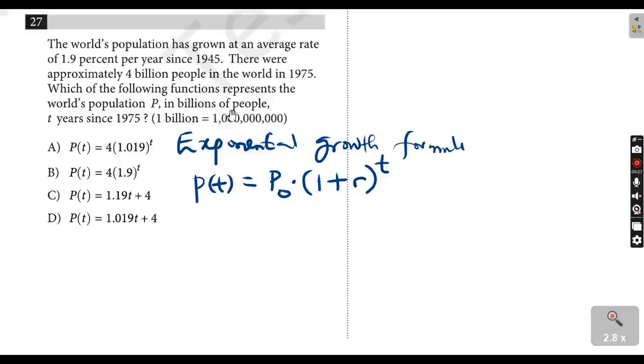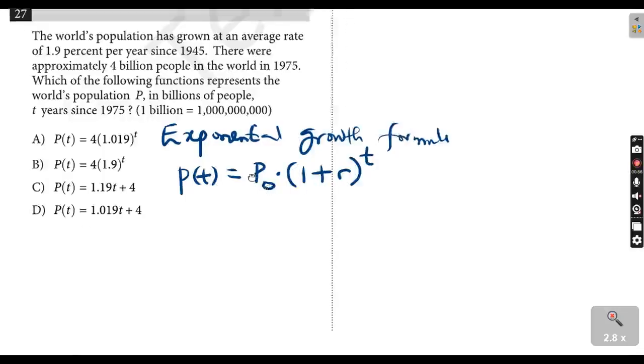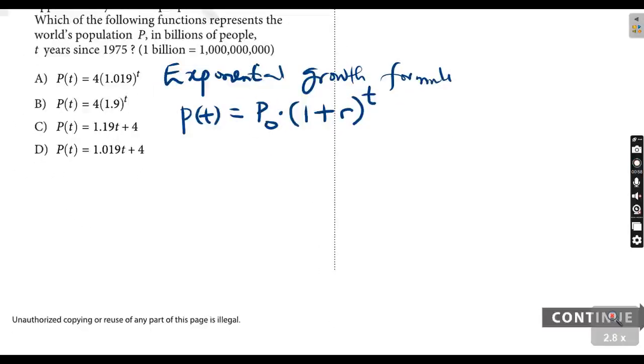Alright. Anytime you come across this kind of question, this is an exponential growth question. When you hear population growing at an average rate of so and so percent per year, this is exponential growth. And the formula for exponential growth is P(T) equals P naught times (1 plus R) all to the power of T. So in this formula, what does P(T) signify?